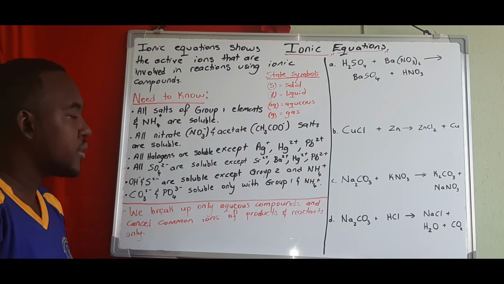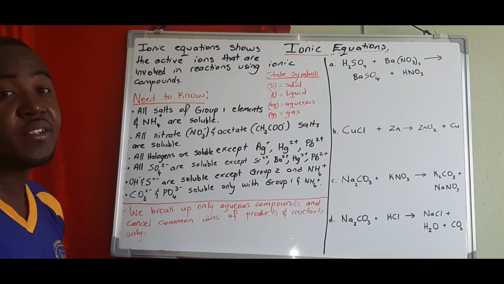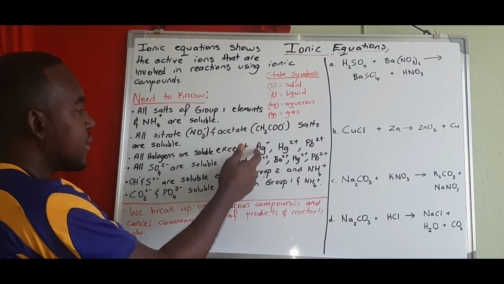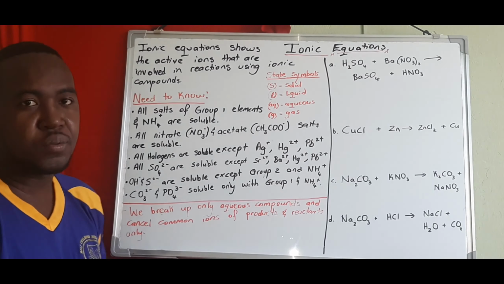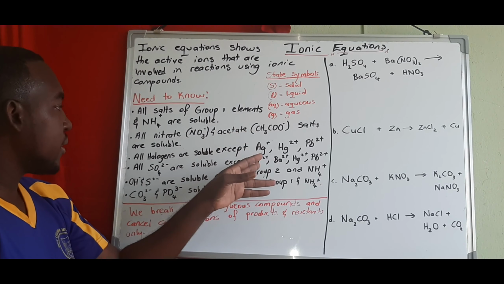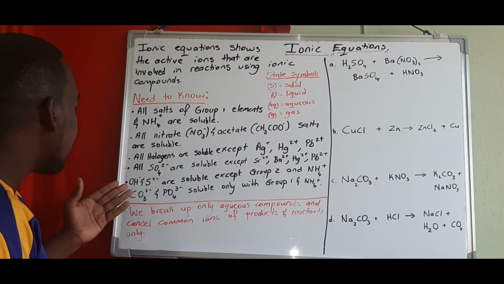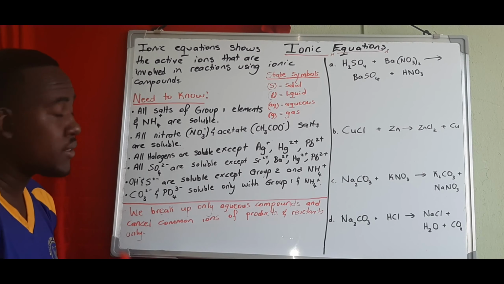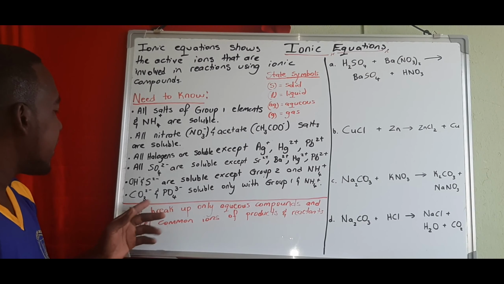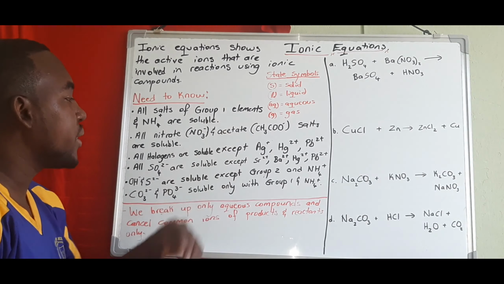All halogen salts, so once it ends with a halogen, and remember halogens are group 17 elements like chlorine and fluorine, are soluble except when they're combined with silver, mercury, or lead. And all sulfates are soluble except when they are combined with strontium, barium, mercury, or lead. Hydroxides and sulfides are soluble except with group 2 elements and with ammonia. And then carbonates and phosphates are soluble only with group 1 and ammonia compounds.